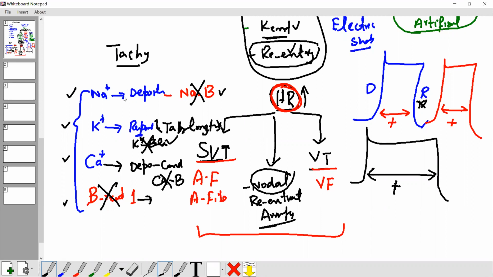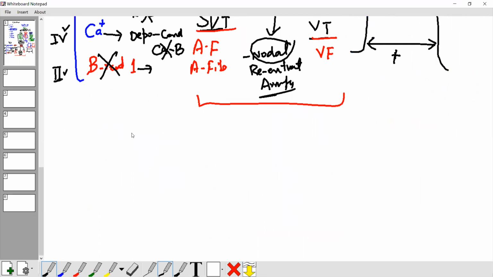Sodium blocker, next one beta blocker, another potassium blocker, another calcium blocker. I write a sequence here, do not change the sequence, okay? Sodium blocker is your class 1. Beta blocker is your class 2. Potassium blocker is your class 3. Calcium blocker is your class 4. So do not change the class, okay? Sodium blocker class 1. So we have four classes to treat tachycardia.